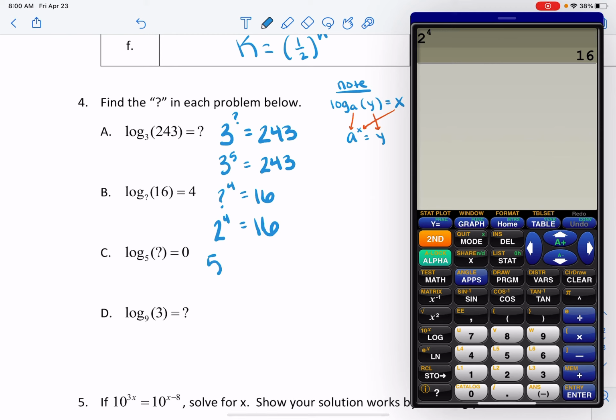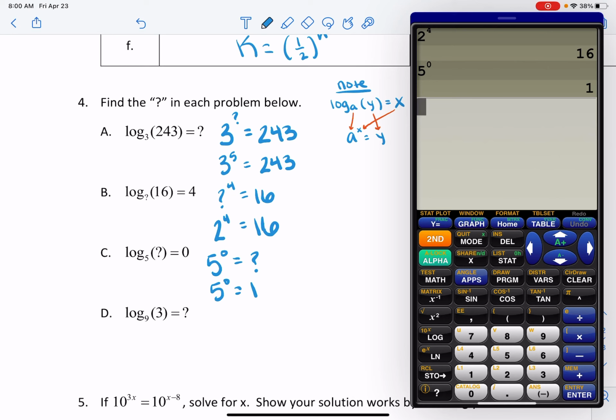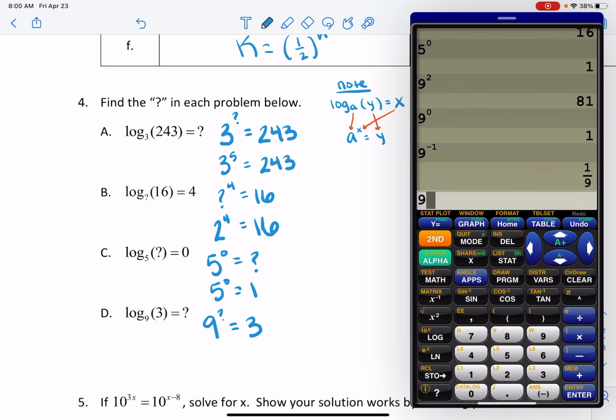Here we have 5 to the 0 power is equal to what? So let's find out. And anything to the 0 power is 1. And then this one is a little bit tricky. This says 9 to what power is equal to 3? Okay, well, if I did 9 squared, well, that's too big. I have to play around with it a little bit. If I try the negatives, nope. But 9, let's try to the 1/2 power. Ooh, that's it. So 9 to the 1/2 power is equal to 3.